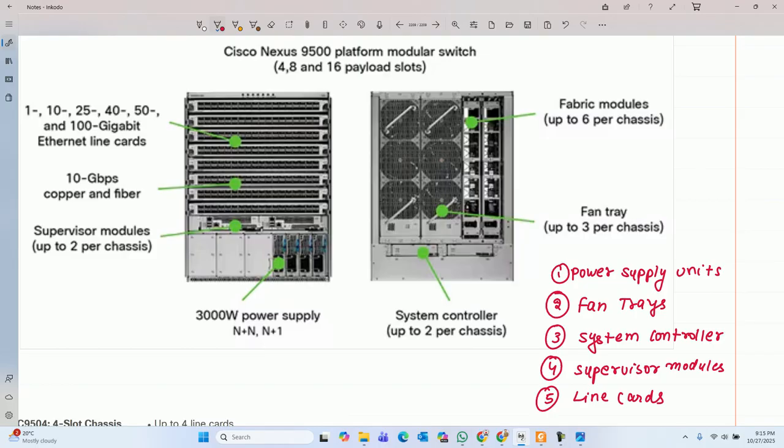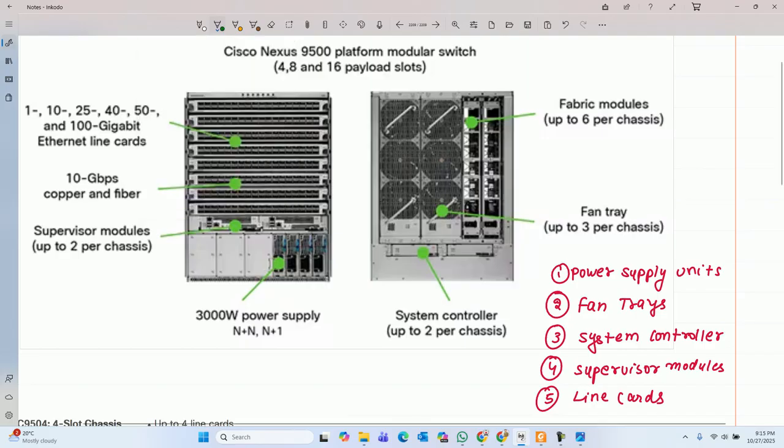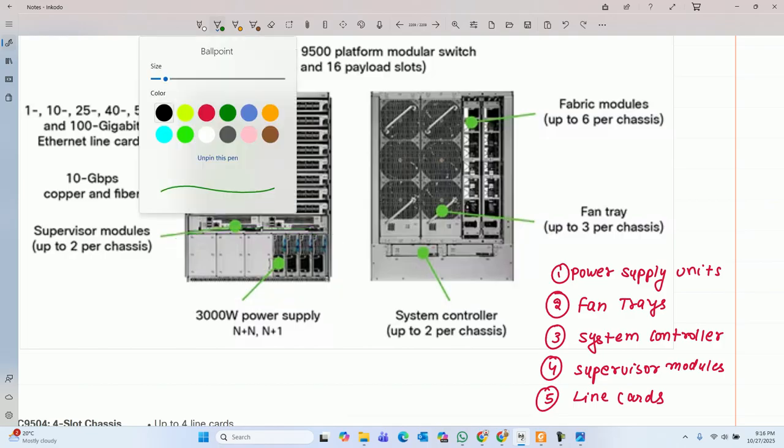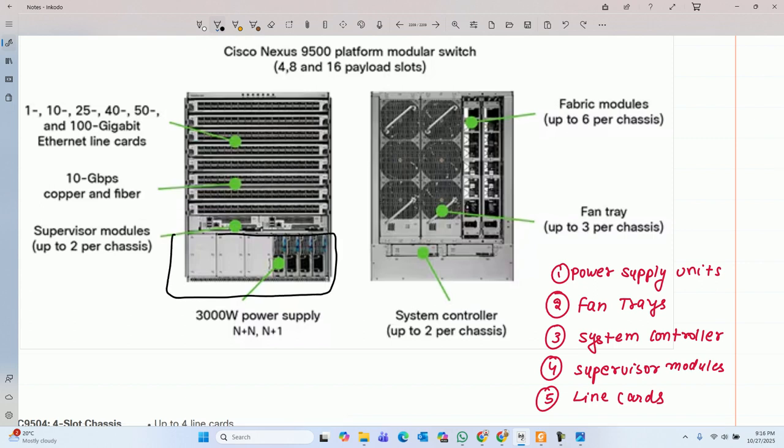First of all, power supply units. This one. In this power supply unit, at this moment, if you notice, we have all these slots available, but we have installed 1, 2, 3 and 4 power supply units only. So what does this power supply unit do? It provides power to all chassis components, right?